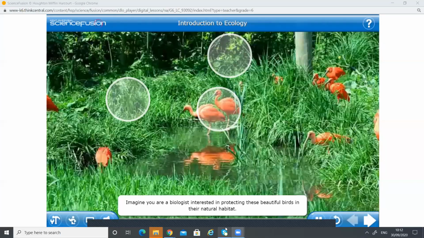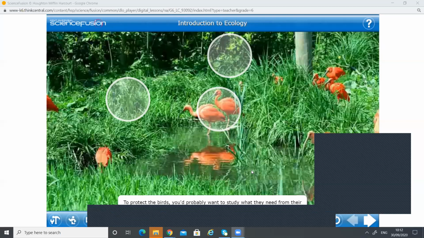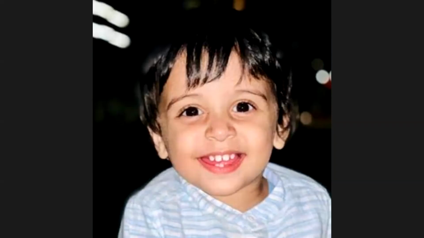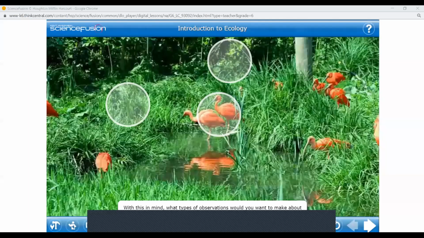You are a biologist interested in protecting these beautiful birds in their natural habitat. To protect the birds, you want to study what they need from their environment in order to survive. With this in mind, what types of observations would you want to make about birds and their environment? Think for a little while and then click the highlighted areas for ideas. When you are finished, click the next arrow to begin our journey.